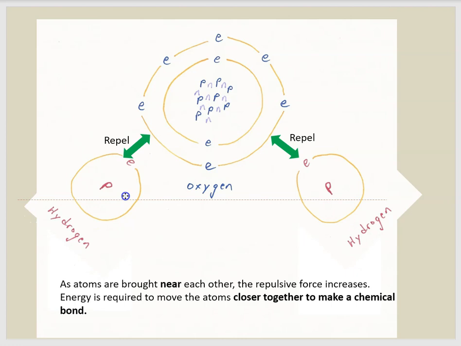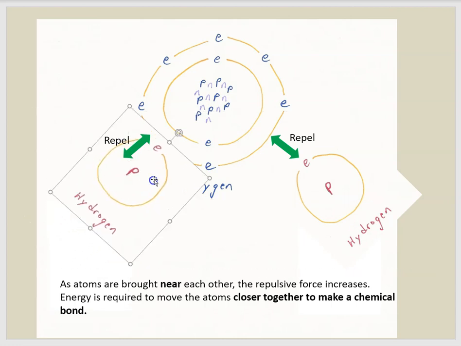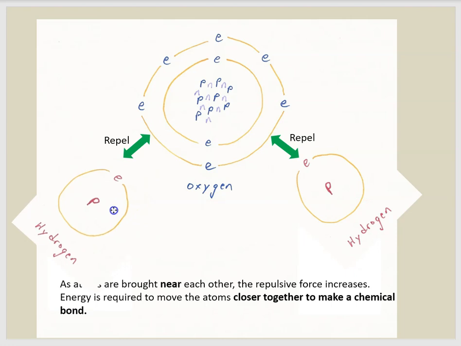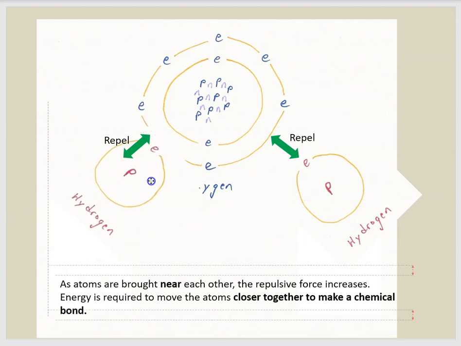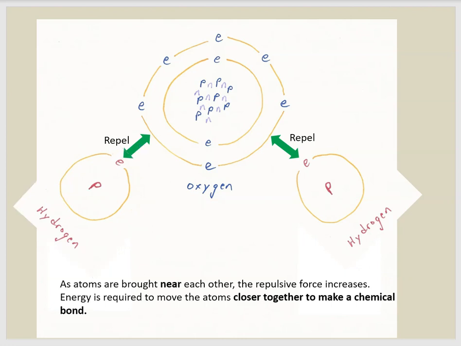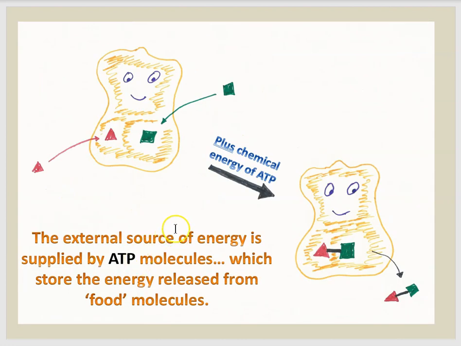So what happens is, as the atoms get closer and closer, the nucleus of the oxygen atom will be able to attract the electron of the hydrogen, and likewise the proton of the hydrogen nucleus can attract one of the electrons of the oxygen atom. So to make the chemical bond, you have to force the atoms to get close enough that they can share their electrons. Well, that takes energy to push atoms together to make a chemical bond. So the external source of energy to power this chemistry is supplied by ATP molecules, which store the energy released from food molecules, as we've seen in earlier lessons.